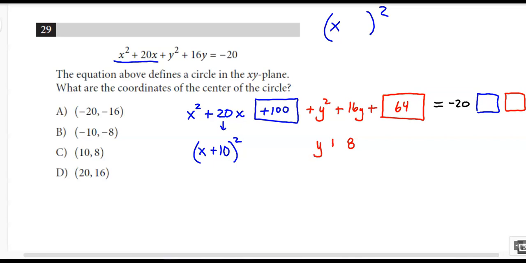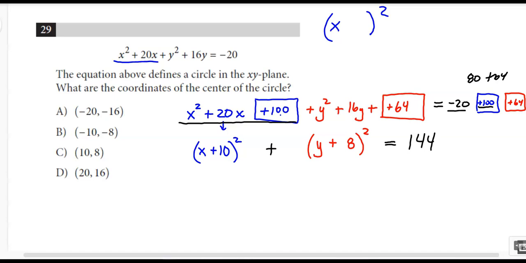And basically what I just created was, I wanted to make sure that I forced this thing to be a perfect square that was nice and factorable. So I have that, and then since I got my boxes, I have a 100 that I need to add, and then I have a 64 that I need to add. And so over here on the right hand side, I'm going to get negative 20 plus 100, that's 80, plus 64, so it looks like 144, which is perfect.